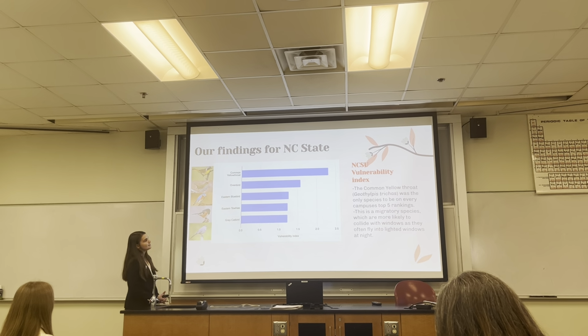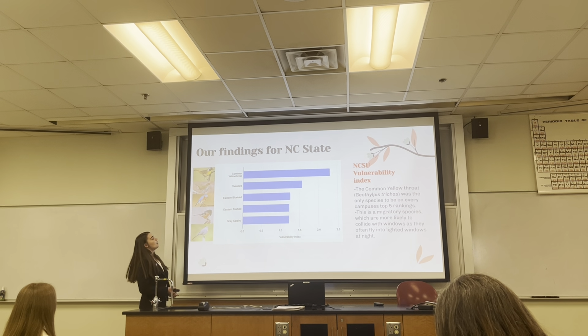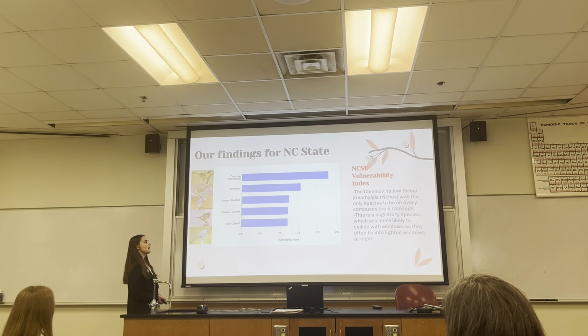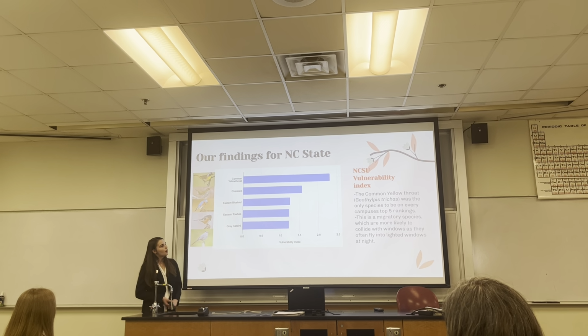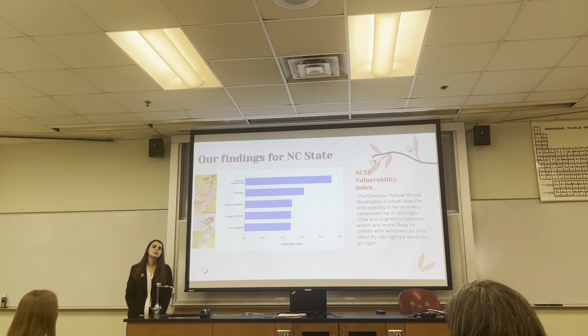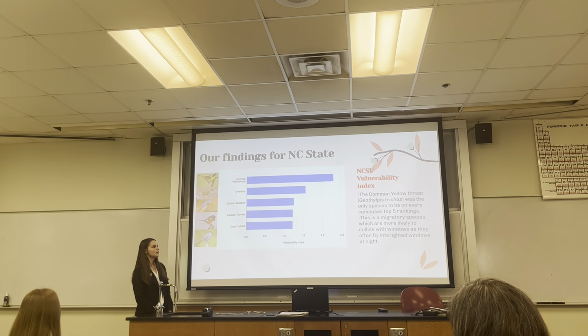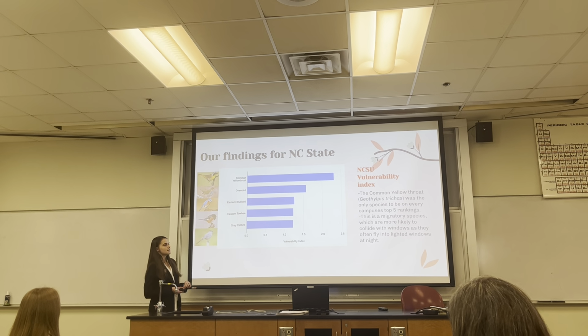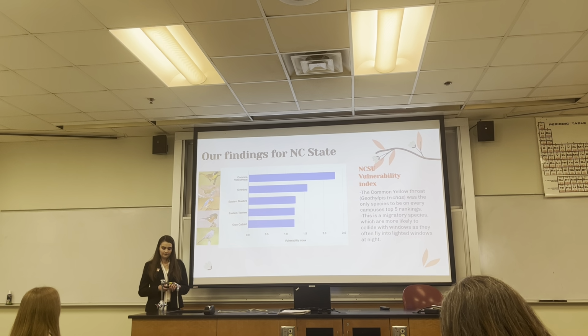So, our findings for NC State, we had the common yellowthroat, ovenbird, eastern bluebird, eastern towhee, and the gray catbird. The common yellowthroat was the only species to be on every campus's top 5 rankings. This is a migratory species, which are more likely to collide with windows as they often fly into lighted windows at night.